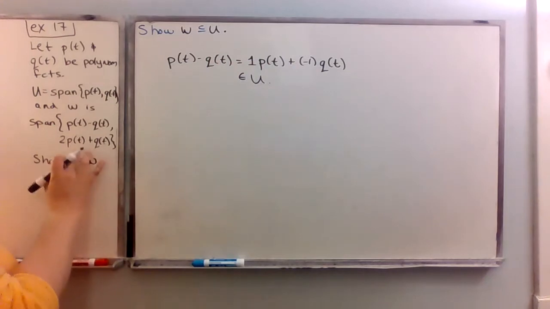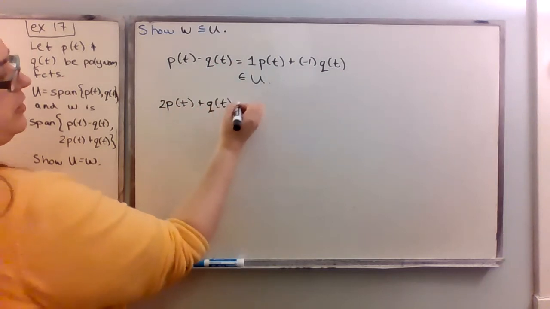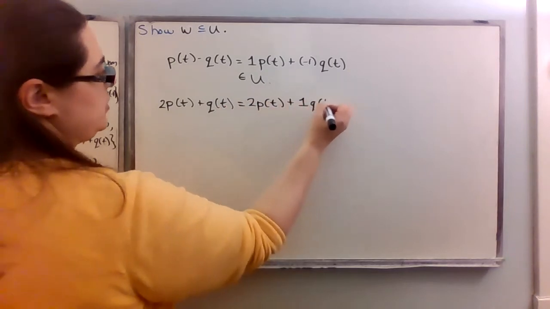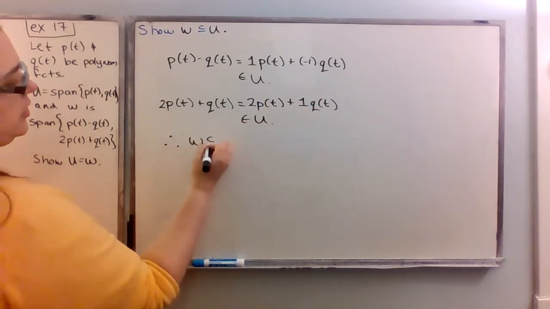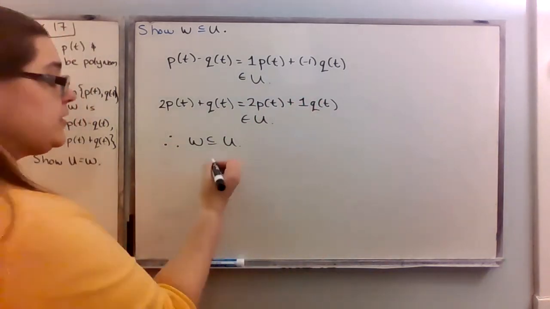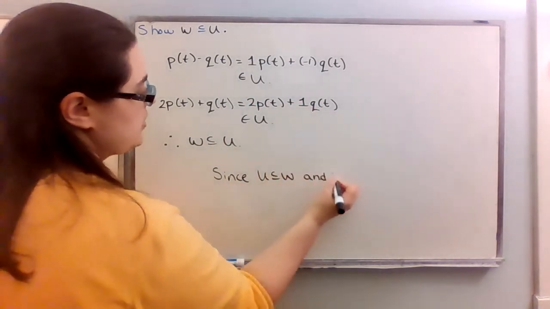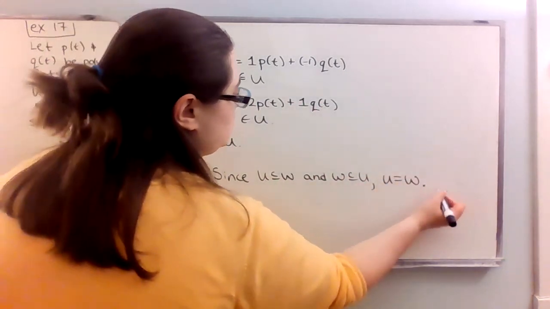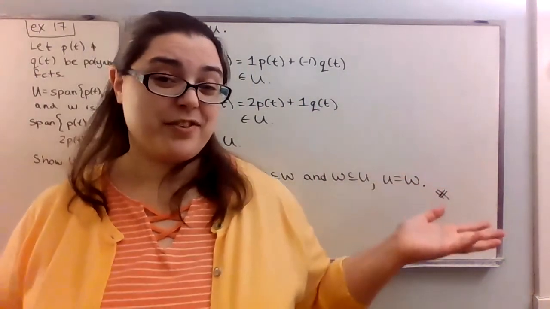Same thing for the second one, 2P of T plus Q of T. That's going to be 2P of T plus 1Q of T, which is an element of U. Therefore, W is a subset of U. And that's it. Since we've shown that U is a subset of W and W is a subset of U, U and W are equal. There we go. So that's it for this example.